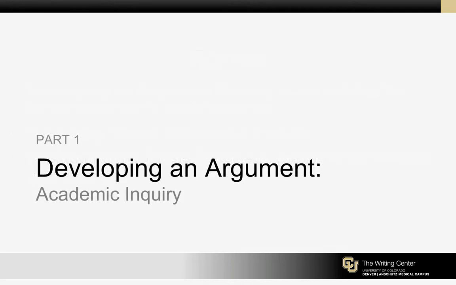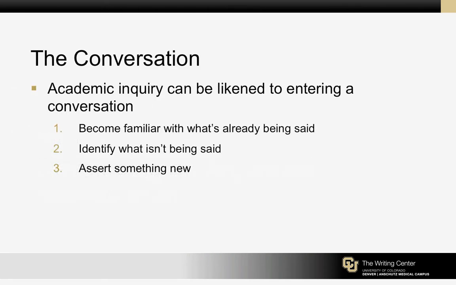Part 1. Developing an argument is academic inquiry. Unlike an argument you might have with a friend or family member, one involving opinions, loaded feelings, or even narrow personal experience, the development of an academic argument requires that you first engage in a process of inquiry, whereby you read and listen to what others have already said about a topic, identify a gap or aspect of the issue that hasn't already been discussed at length, and then attempt to contribute to the conversation and fill that gap by asserting something new.